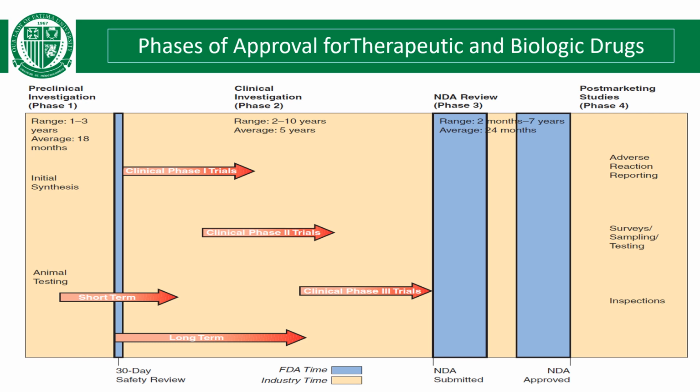This is the chart on how the phases of approval are done. Again, we start with the clinical investigation. Phase 1, in the range of 1 to 3 years or an average of 18 months, may show significant results with regards to the creation of drugs at varying doses. Could be a short-term or long-term type. Then the clinical investigation continues with a range of 2 to 10 years or an average of 5 years at varying doses and varying clinical phases of trials.